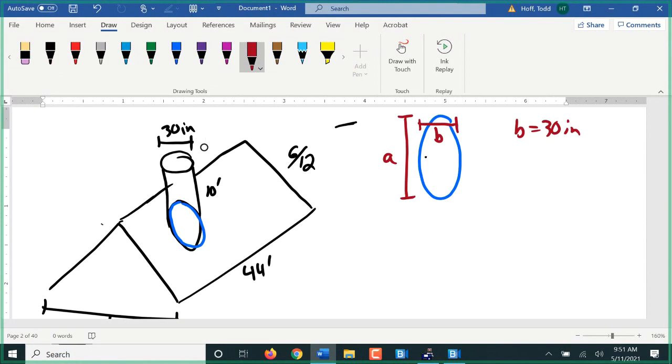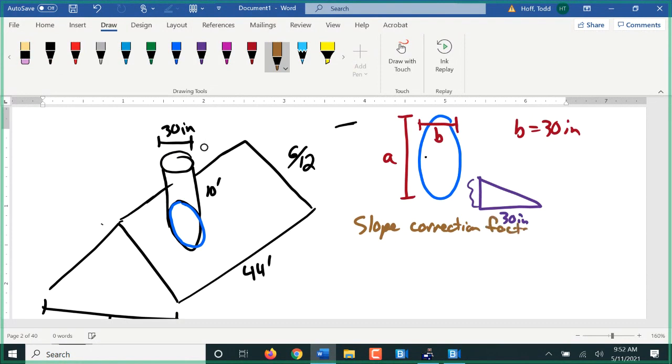To find A, we could just do a triangle with 30 inches here. Use the slope to find the rise here and do A squared plus B squared equals C squared. But I'm going to find a slope correction factor, just because we'll use that in a couple of other things. So our slope correction factor is found off of that 6/12 slope.